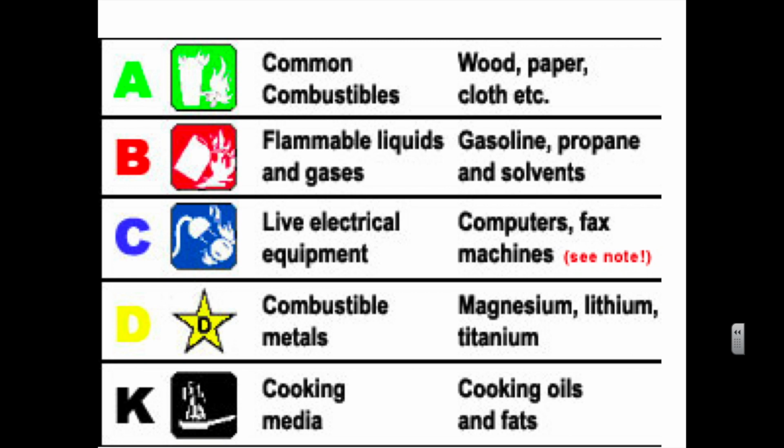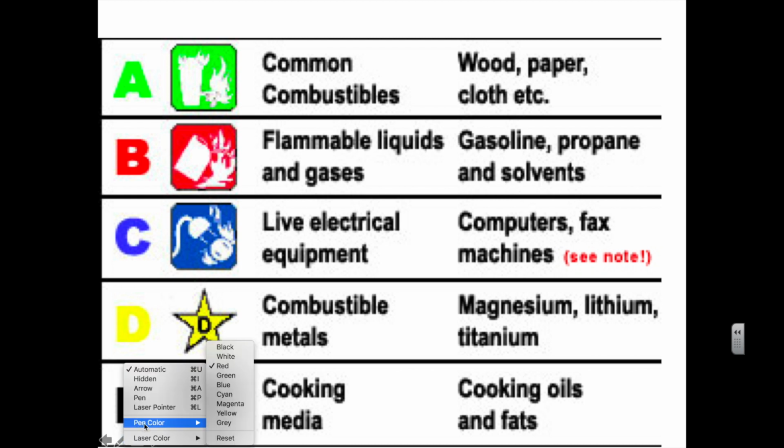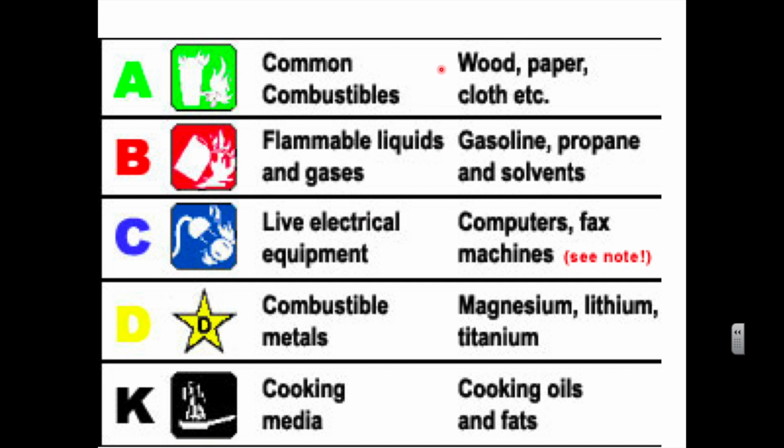Now, there is an A type of fire, which is the most common, probably what you are thinking of when you think of a fire. That is going to be something like a trash fire, wood, paper, cloth. Now, if something's a flammable liquid like gasoline, then it's a B class fire. Now, if it's got any kind of electrical equipment, it's going to be a C class fire.